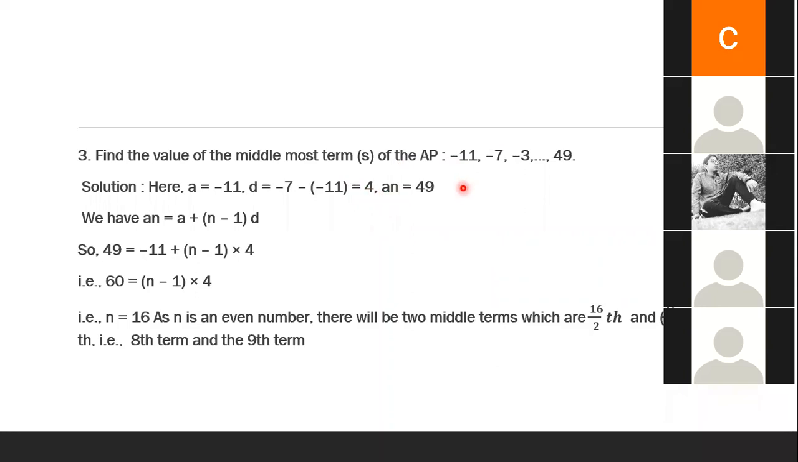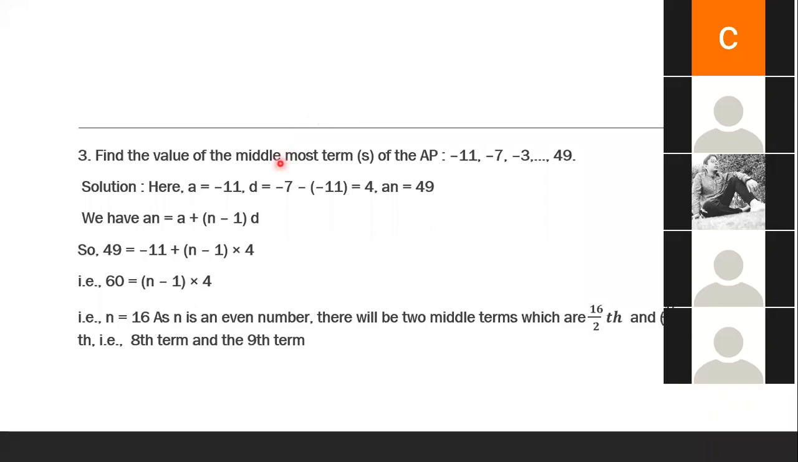And nth term they gave, it is 49. They're asking us to find out the middlemost term. Children, we have learned in statistics last year. So mean, median, mode. So mean means average. Median means the average of middle two values. Am I clear, children?